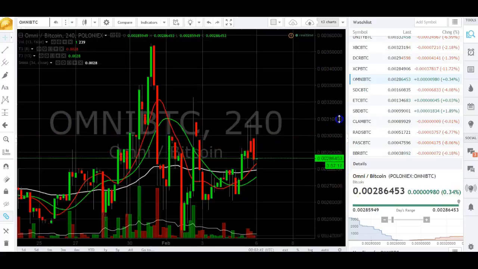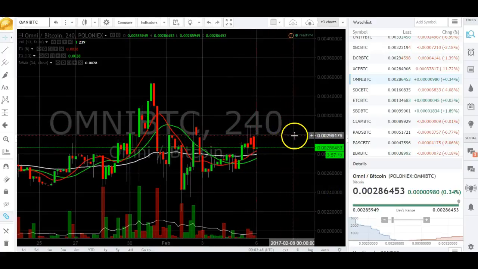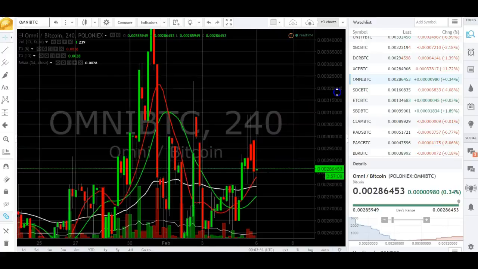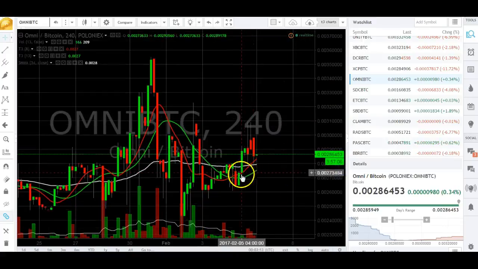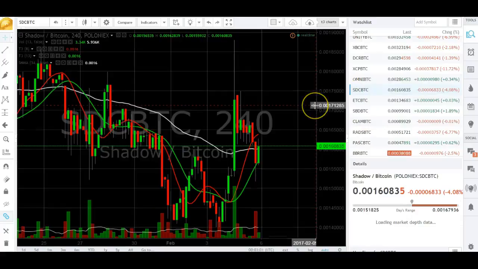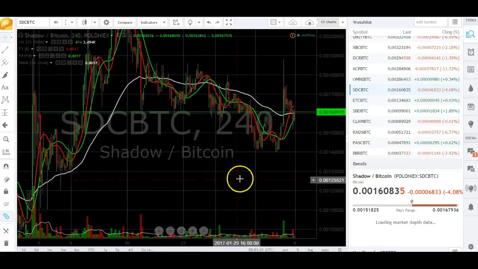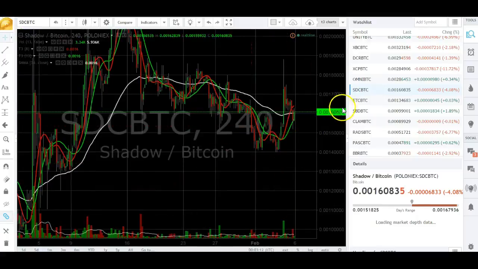Go shorter term, see where we're at. Looks like it's struggling, and then it's holding its own right now. Looks like it just opened, popped across the 34, came into support on the 4-hour chart. SDC, Shadow Bitcoin. I didn't know there were so many of these. This will be my last one, I think.